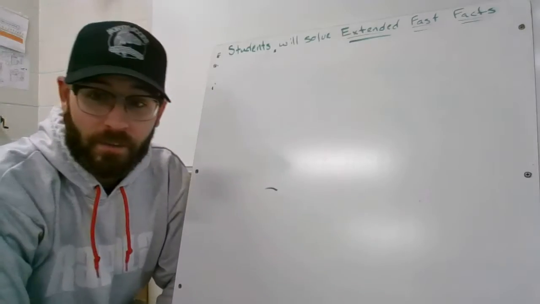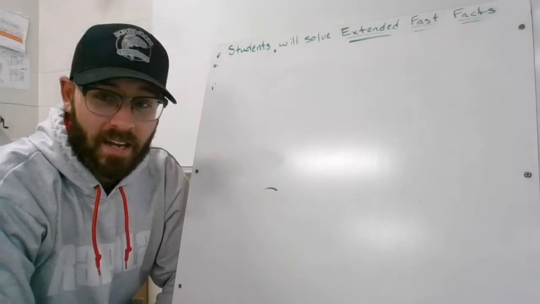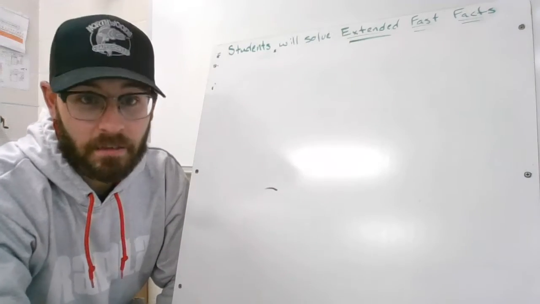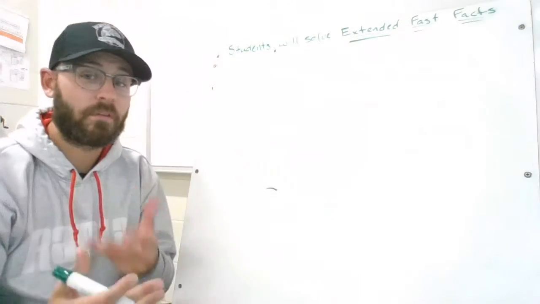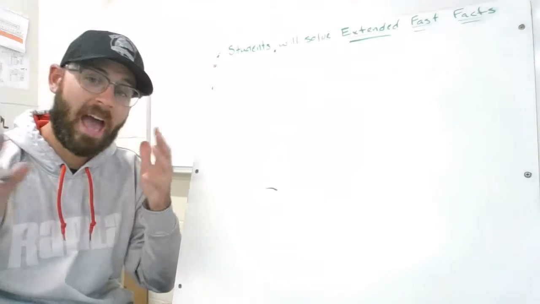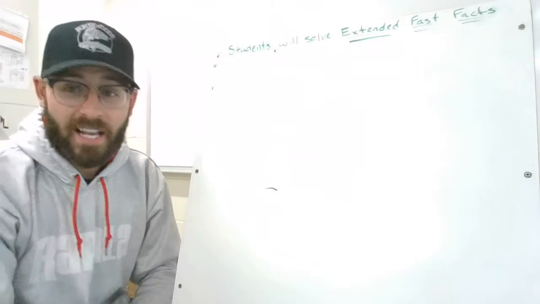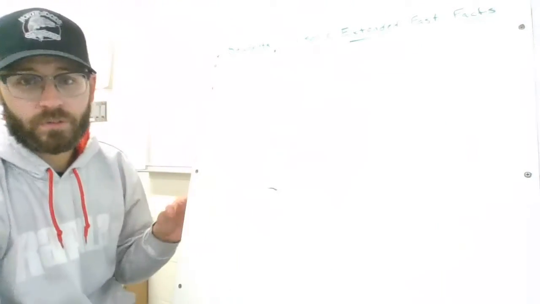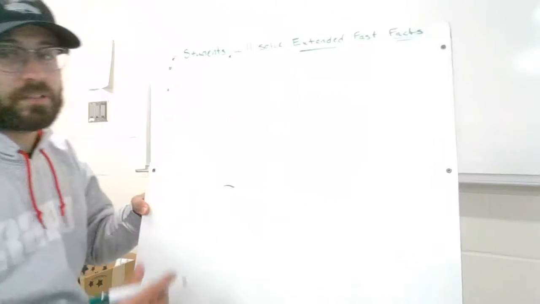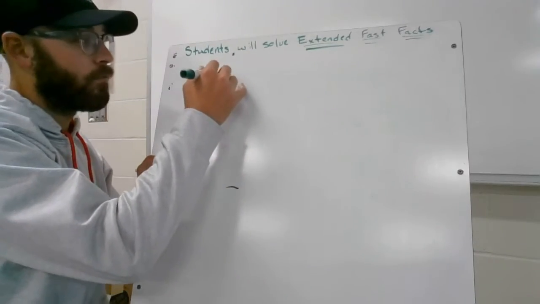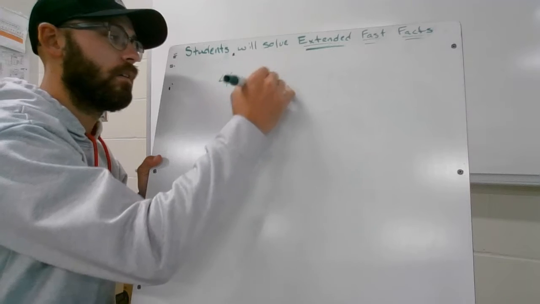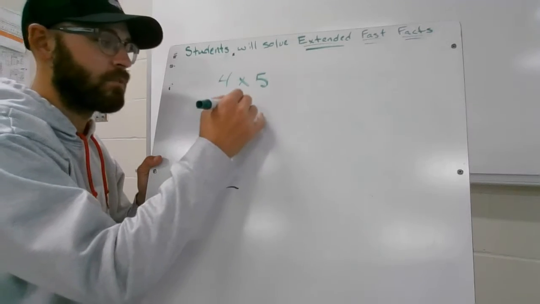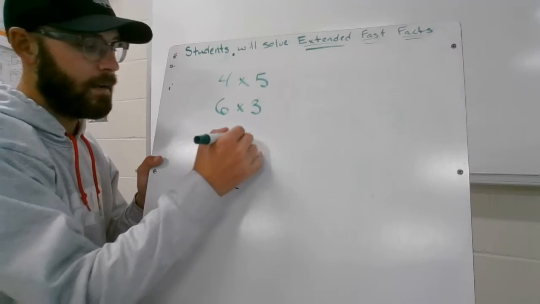But today in Math Enrichment, we're going to talk about fast facts and more importantly, extended fast facts. Because this is Math Enrichment, we're taking our fast facts and we're going to add on to our knowledge of those. Fast facts, for those of you who need a reminder, are simplistic problems, such as maybe 4 times 5, or 6 times 3, or 9 times 7.